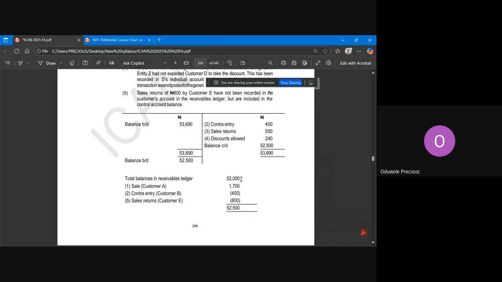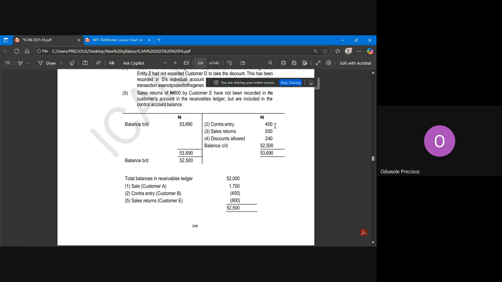So when you now add all, when you add this plus this minus this, the answer that you get must automatically give you the remaining balance here. The answer that you get after you do all of these adjustments outside for the receivable ledger, you've brought the balance that they give us. You've added the credit sales, you've minus the contra entry and the sales return. So this 52,500 must be the same thing as the balance that is here. What do I mean? How do you get the balance that is here? This one is 53,690.